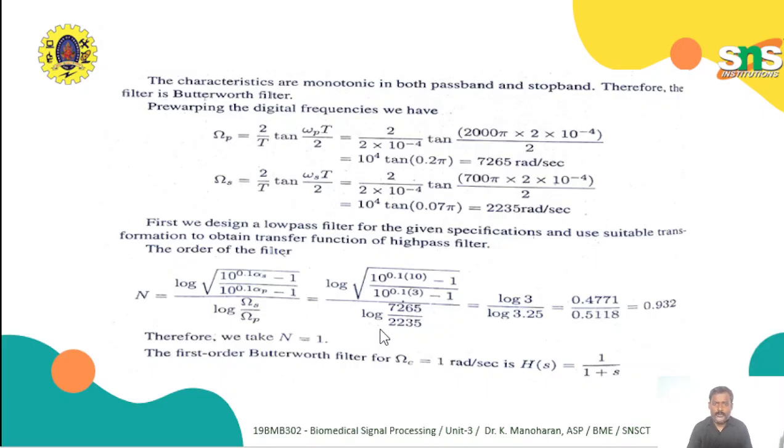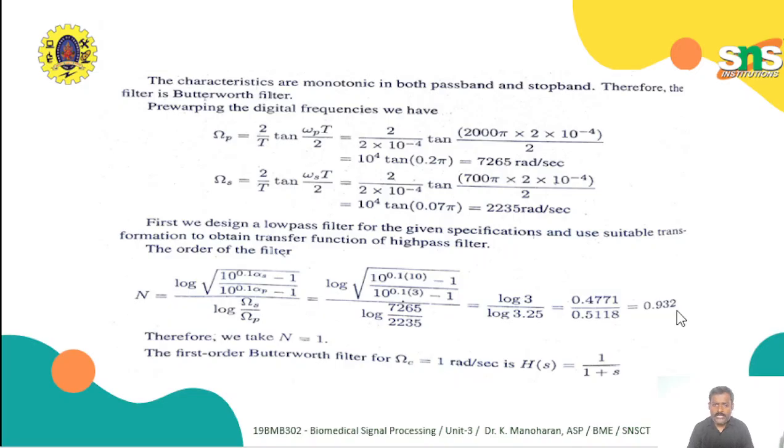Now we use the low pass filter specification to design a filter, and after that we convert it to a high pass filter. For designing the low pass filter from the given specification, we use a suitable transformation to obtain the transfer function of the high pass filter. N equals log of the square root of (10 power 0.1 alpha s minus 1) divided by (10 power 0.1 alpha p minus 1), divided by log of omega s by omega p. Here we use omega s and omega p as the low pass filter specification, because in this step we are designing only a low pass filter. After that we convert it to a high pass filter. Substituting the values, I get n equal to 0.932.